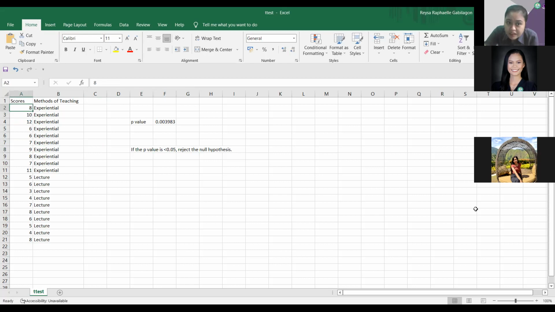There is a significant difference between the two methods of teaching. So also, indeed, we have class A. We have the same answer with that of the manual computation. So sa manual computation kanina, kahit t-score yung ginamit natin, di ba, ni-reject natin si null hypothesis. Kung Excel naman yung gagamitin natin, though p-value lang yung nakuha natin dito, pero it's the same thing. We are still rejecting the null hypothesis.